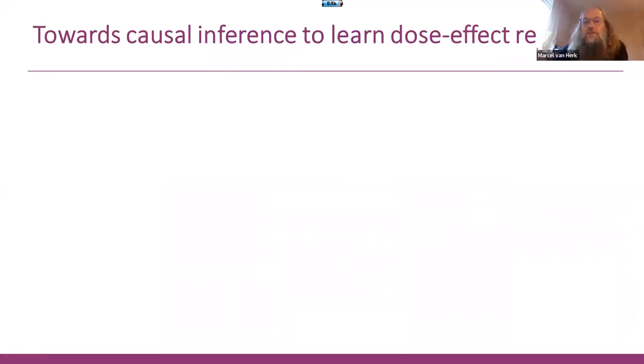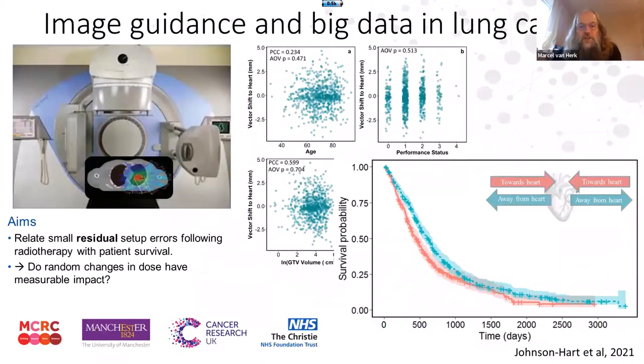Now, the last example that I want to show is going towards causal inference to learn dose-effect relationships. And this starts with an observation that Corinne Johnson-Hart made using data in our center. If you have a treatment plan of a patient with a tumor close to the heart, then obviously we try to spare the heart when treatment planning.